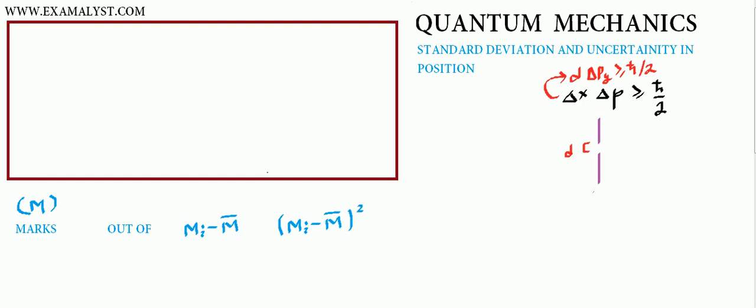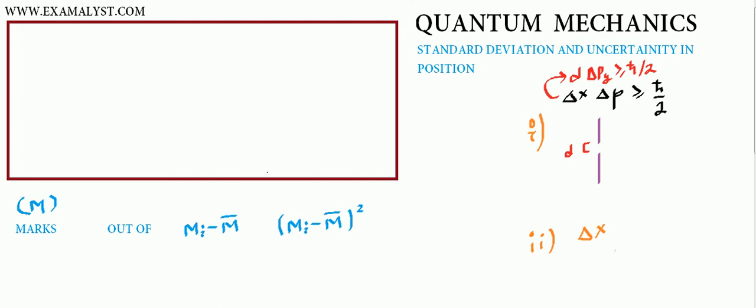Now this example is easy to see, and one can easily predict the uncertainty in position. Agreed. However, there is another way to calculate the uncertainty in position, and the calculation is not that easy. Let me give you another example.